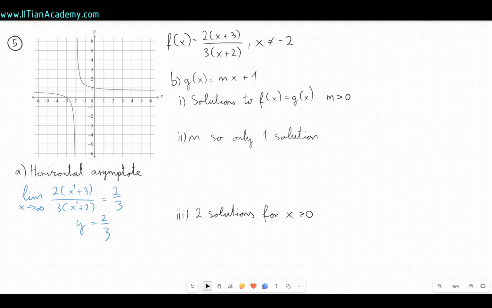So in part B, we are told to consider a graph g of x, which is defined as mx plus 1. And in part 1, we need to write down the number of solutions to f of x is equal to g of x when m is larger than 0. So what we need to consider here is what this graph is going to look like.